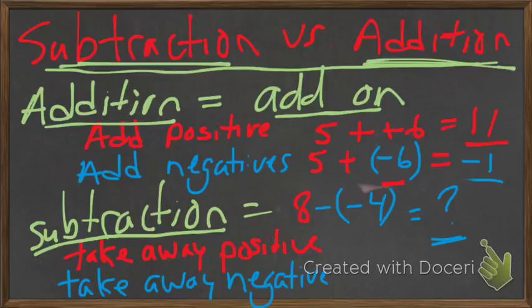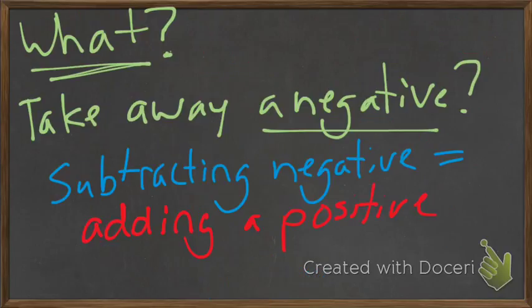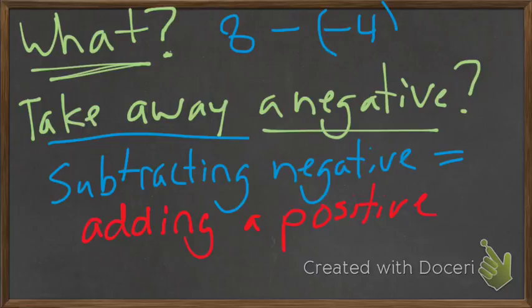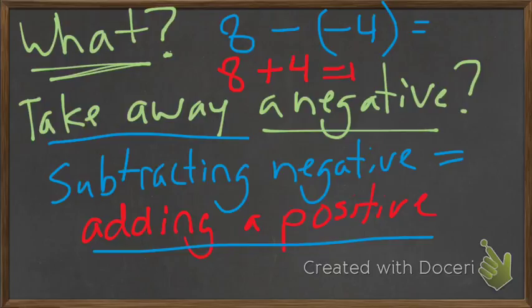I'm going to go to the next slide. So we had 8 subtract negative 4. Subtracting a negative actually means adding a positive. So this really works out to 8 plus 4, which gives us 12.